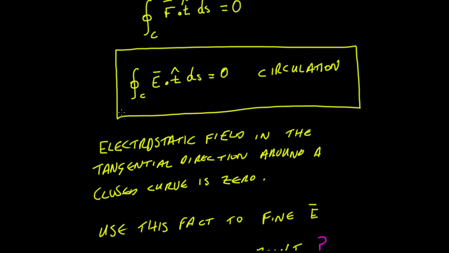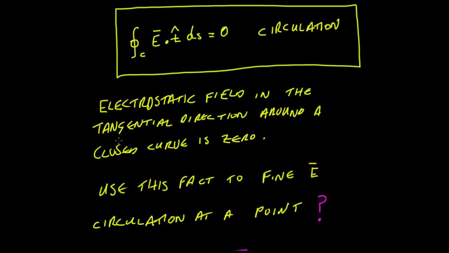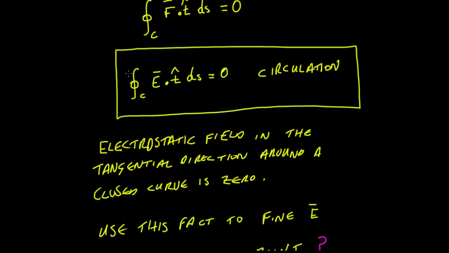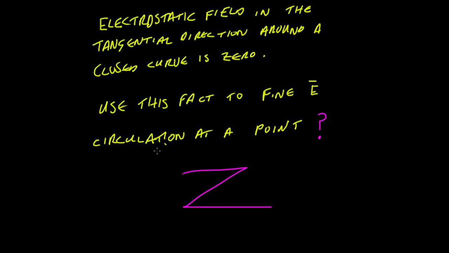Now we're going to use that fact to help us find the electrostatic field given a random charge distribution. First of all, rather than look at the circulation around this closed loop C, we're going to look at the idea of circulation at a point, and we'll be introducing that in the next video when we look at the idea of curl.